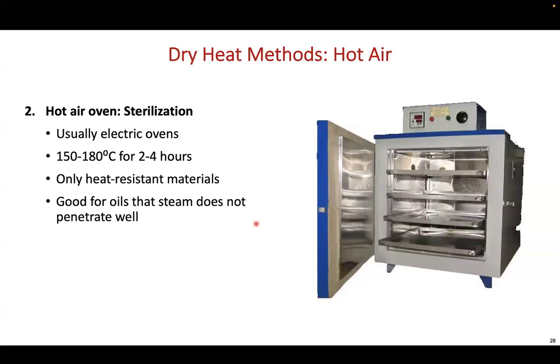The second one is the hot air oven, and it's also used for sterilization. This one you mostly find with electric ovens, and you need a temperature of 150 to 180 degrees Celsius. And because we are using a lower temperature now, it means we need more time. You need about 2 to 4 hours for sterilization. You can only use this on heat resistant materials. It's actually good for oils, that steam does not penetrate very well.